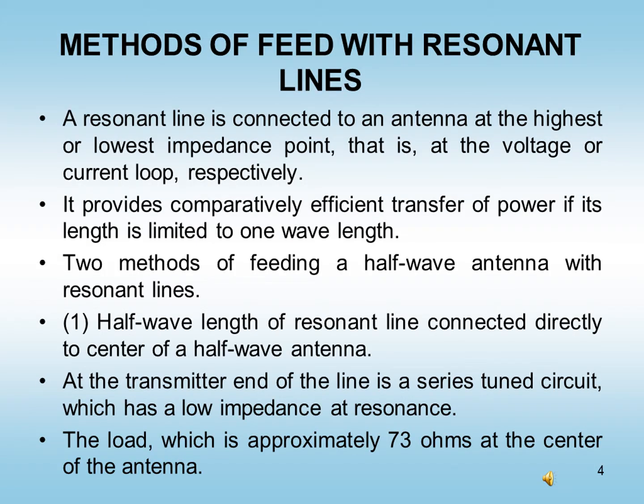This is the method of the feed with the resonant lines. A resonant line is connected to the antenna at the highest or the lowest impedance points, that is at the voltage or the current loop respectively. So we have to attach the resonant line to the antenna at the highest and lowest impedance points.